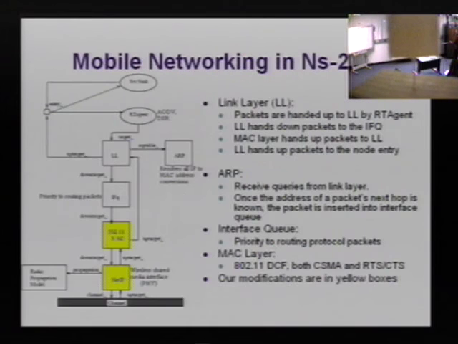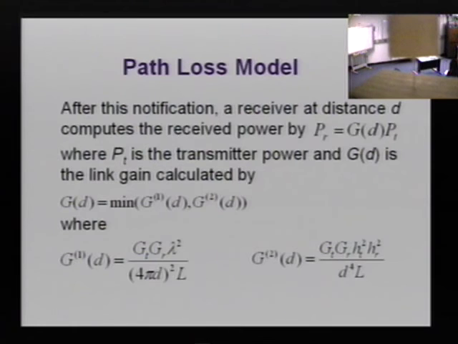When the first, like here, so it's here. Now the packet is here. Before going to upper layers, it goes to a radio propagation model, and then it computes the receive power, either by a free space model or two-way ground model, depending on which of them is smaller.